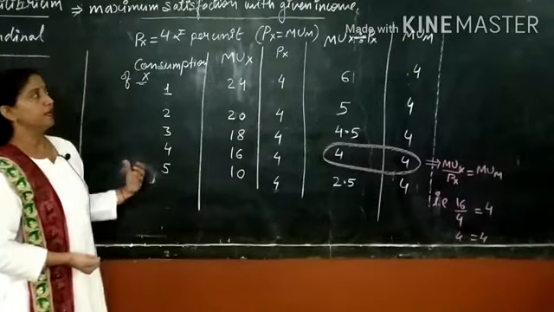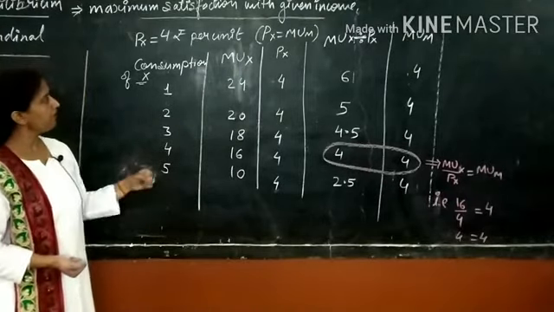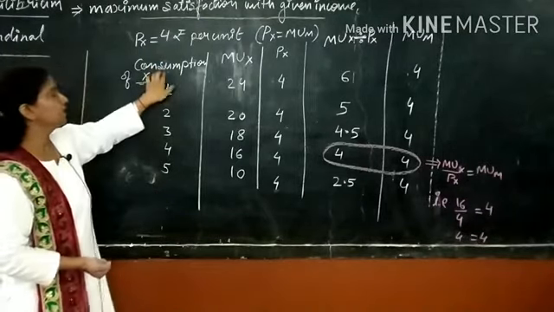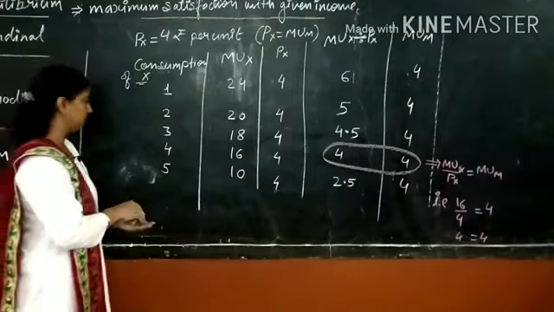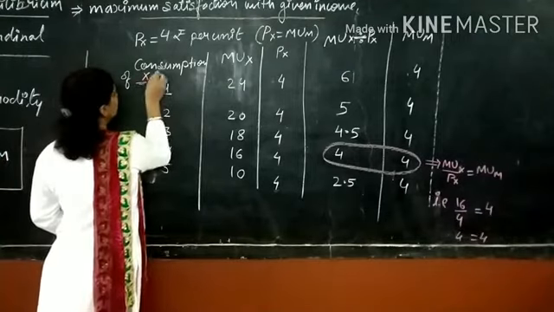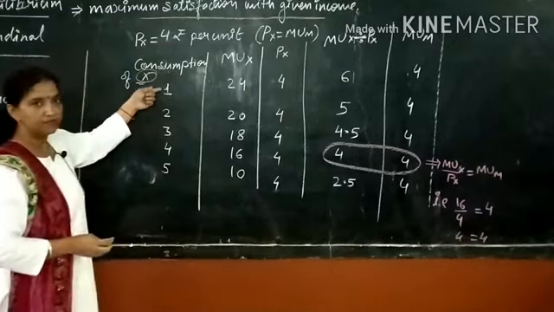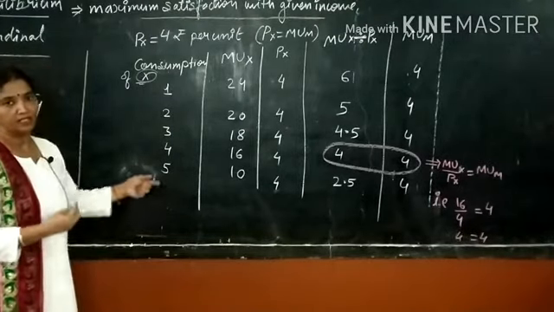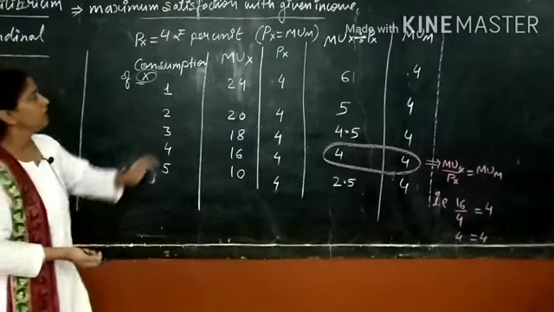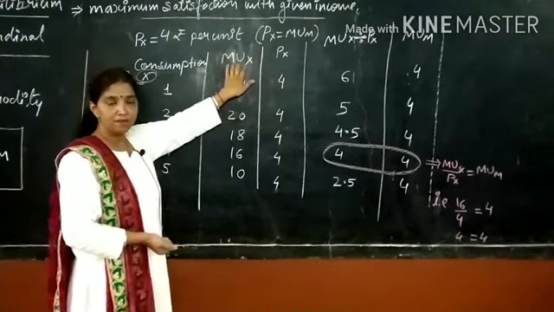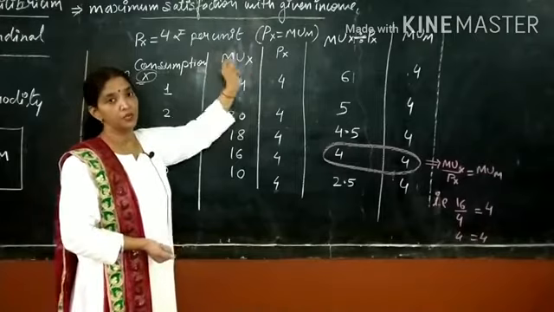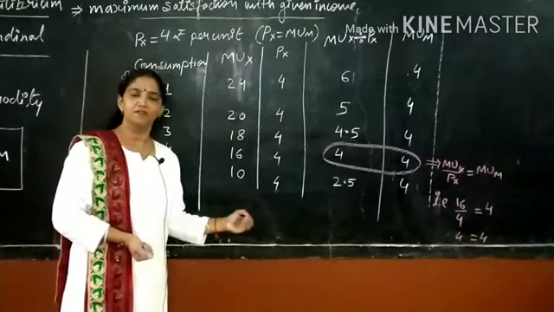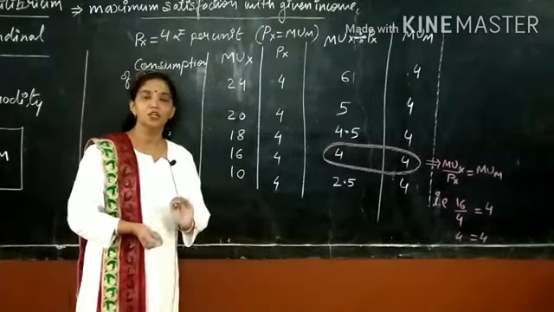Now the tabular presentation includes, first, a column for the consumption of commodity X: 1 unit, 2 units, 3 units, 4 units and further 5 units, and the consumption will increase. Next, the column is for marginal utility of X. All the numbers we are taking should be assumed.